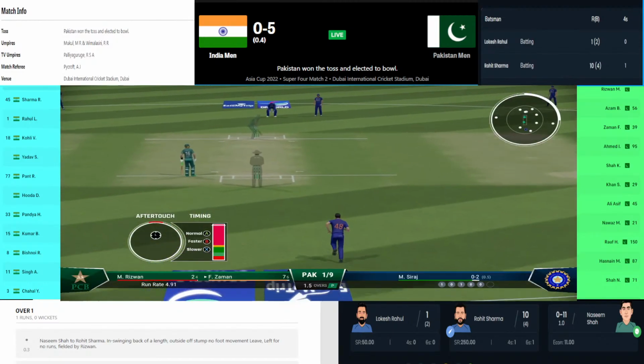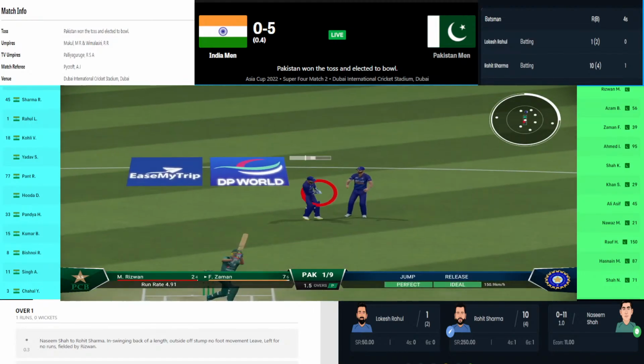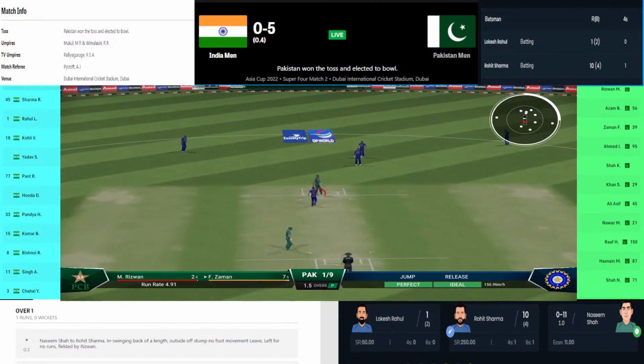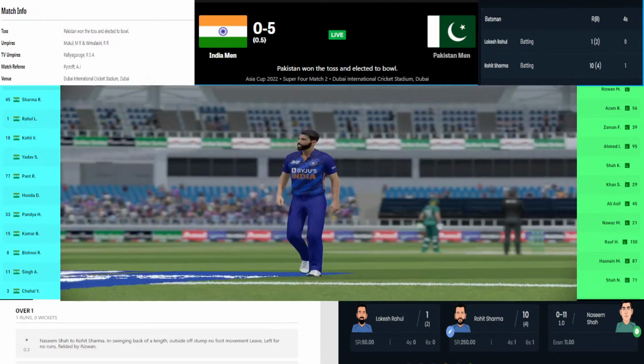Fifth delivery coming up. Rohit Sharma defends the ball straight to the fielder. Just no runs taken. The score remains the same. After 0.5 overs, Indians are 5 without loss.